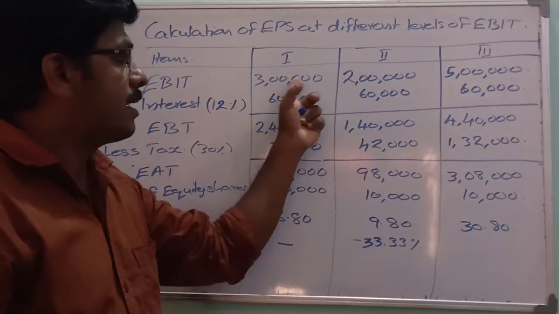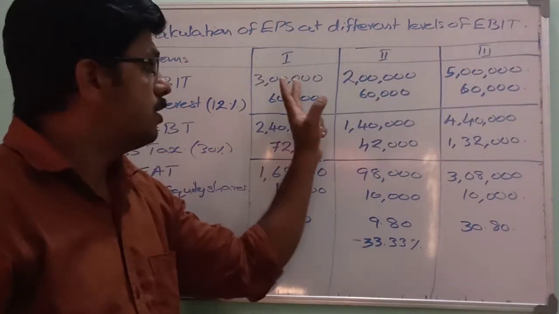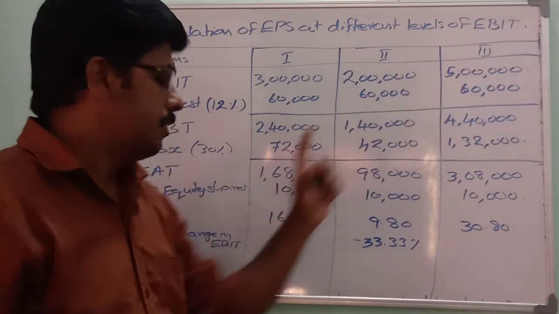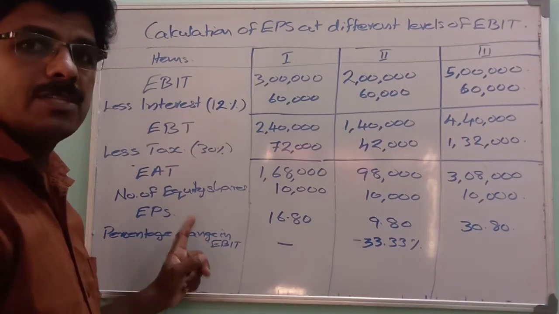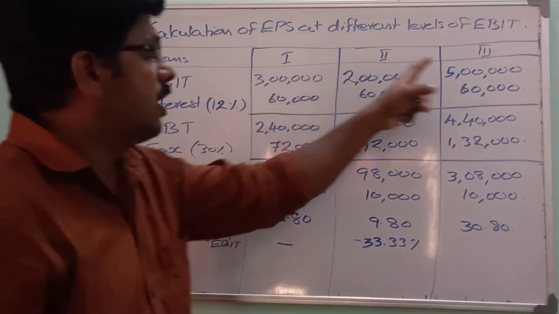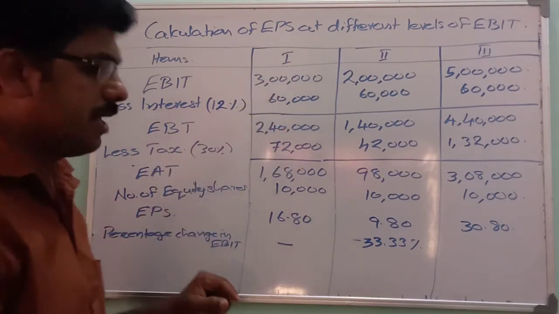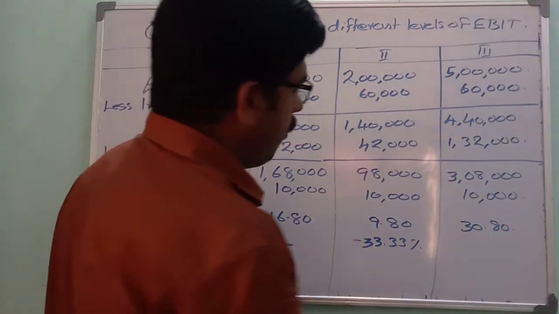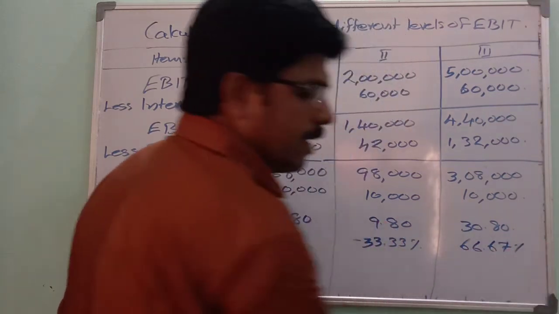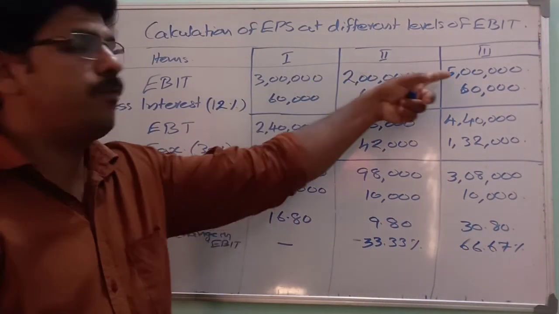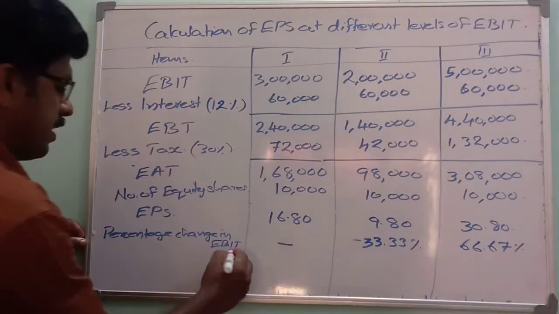Okay, 3 lakh to 5 lakh at the margin. The change is 2 lakh. Change in EBIT can be calculated by using the formula change divided by amount of the first level. 2 lakh divided by 3 lakh into 100, that is equal to 66.67%. So it is the change when it is increased from 3 lakh to 5 lakh. So this is the percentage change in EBIT.